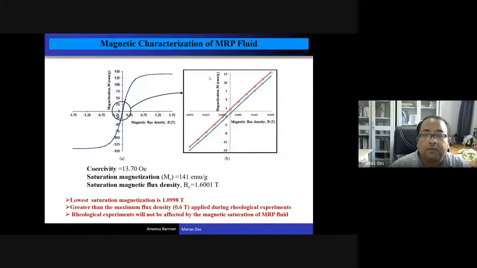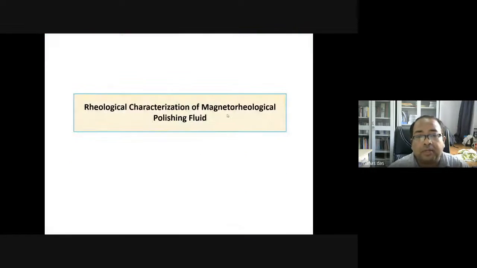Here one thing I want to show: I told you that these CIP particles are a special type of particles. Here you can see the hysteresis loop is low. For these carbonyl iron particles, the remnant magnetization is very low. Because of this very low remnant magnetization, the agglomeration problem is very much reduced when you remove the magnetic field. What happens is that these iron particles, or ferromagnetic particles, demagnetize immediately. Like that, we have developed our polishing fluid.